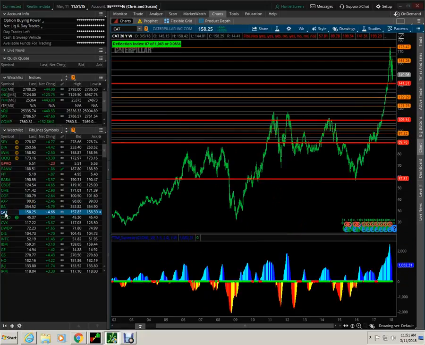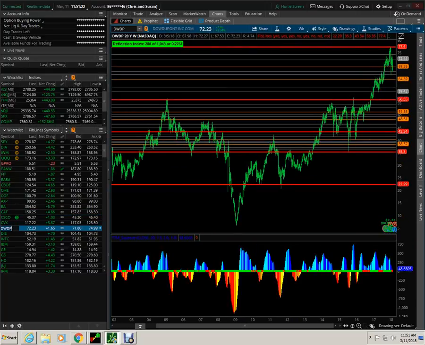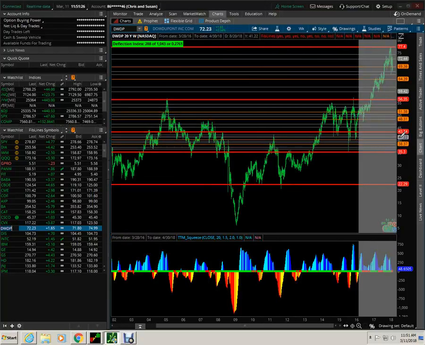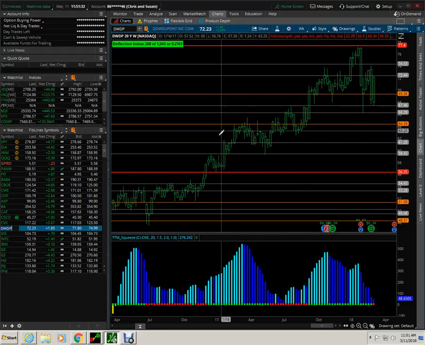Caterpillar has as well. And next up, Dow, DuPont, and DWDP. Those two companies merged, and that's now the new combined ticker. You can see they bounced almost perfectly here off the 423% line as well. So a lot of these Dow components are spiking and reaching some peaks.